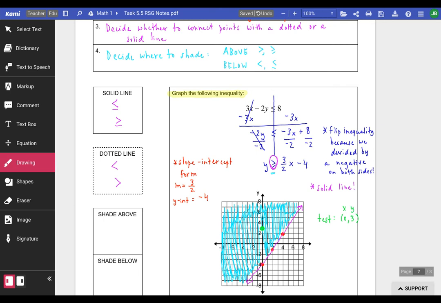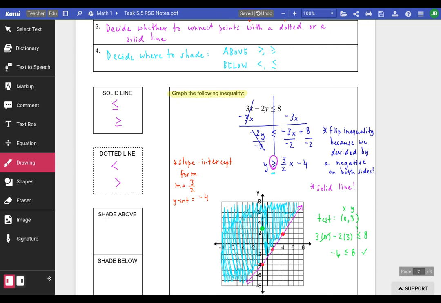If I go back to my original inequality, that means I have 3 times 0 minus 2 times 3, and that should be less than or equal to 8. So 3 times 0 is 0, and negative 2 times 3 is negative 6. Negative 6 less than or equal to 8 is true. That negative number is less than the positive number, so it means I shaded on the correct side. That's always a quick test you can do to make sure you shaded the correct side.